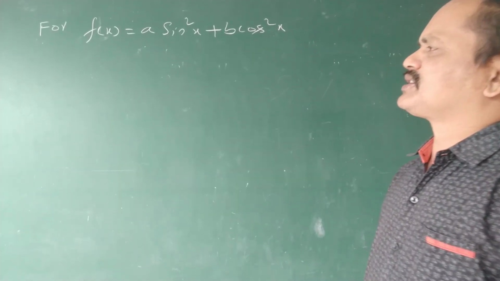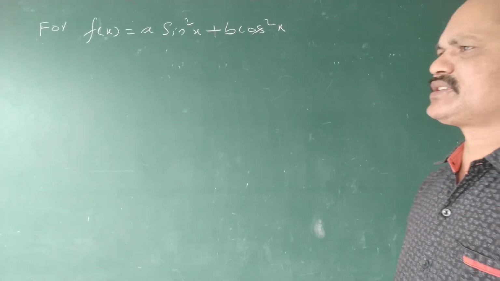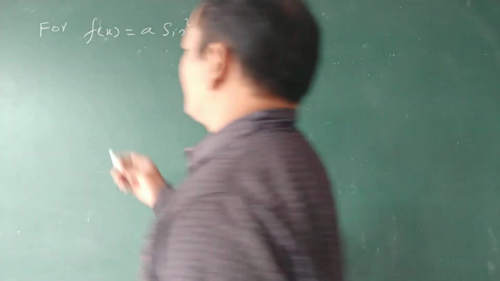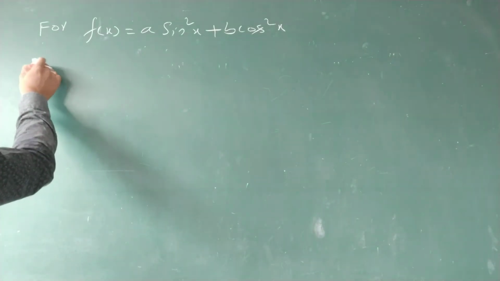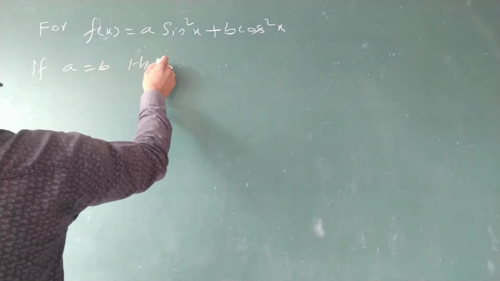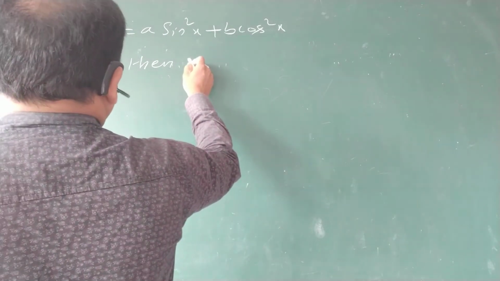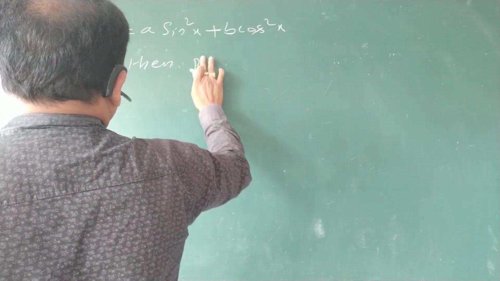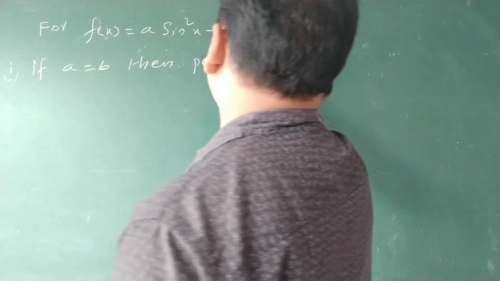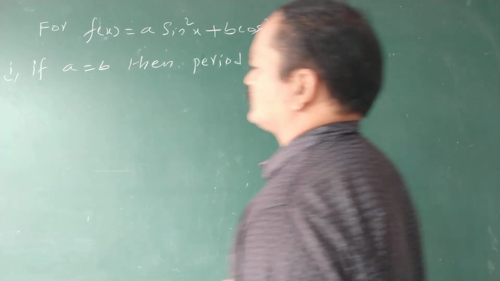For the function f of x is equal to a sin square x plus b cos square x, the first one: if a is equal to b, then the period of f of x is pi by 2.